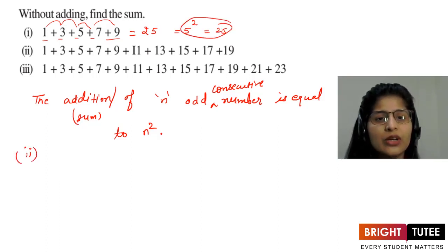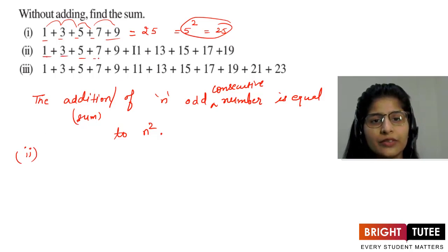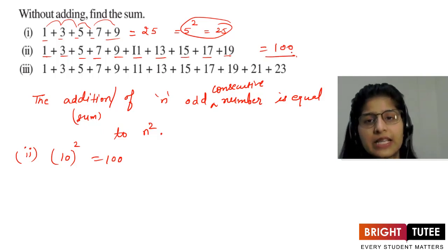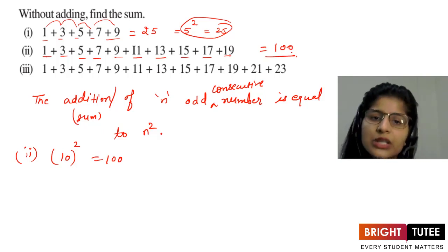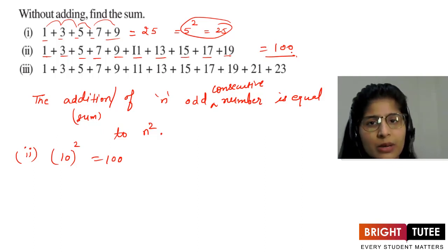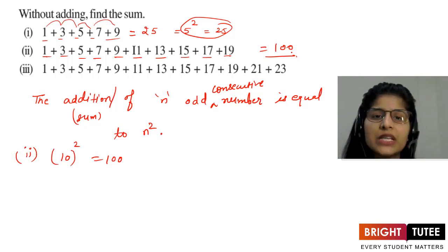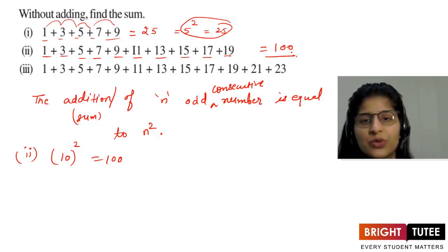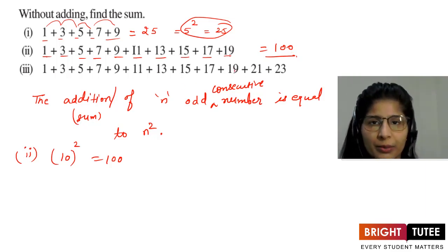In the second one, how many odd numbers do we have? 1 2 3 4 5 6 7 8 9 10. There are 10. So you just do the square of 10, you will get 100. This is the sum of all these odd numbers. You get it? Just count the number of odd numbers and do the square of that. So when you add all these 10 odd numbers, you get 100. You don't have to add each number to another number. You just count the number of odd numbers.